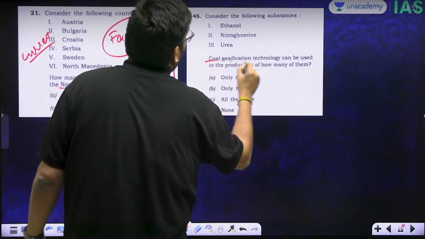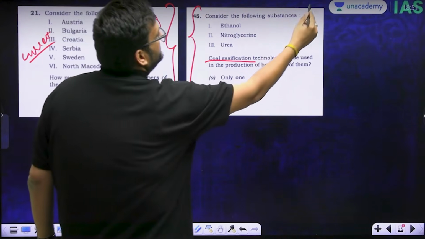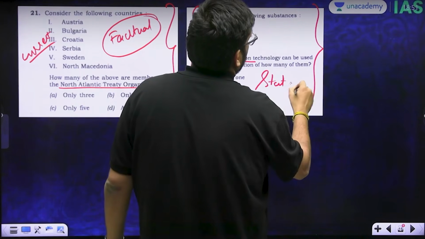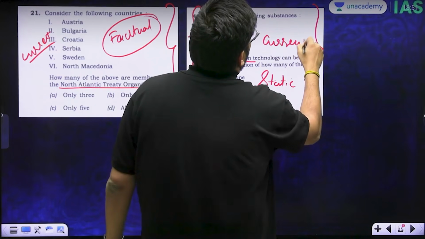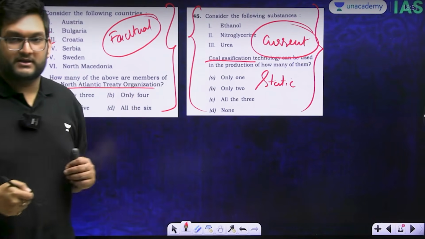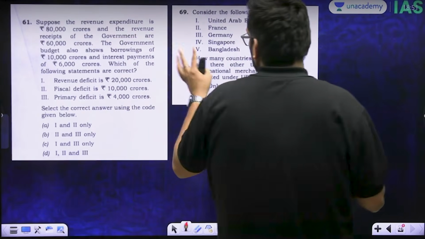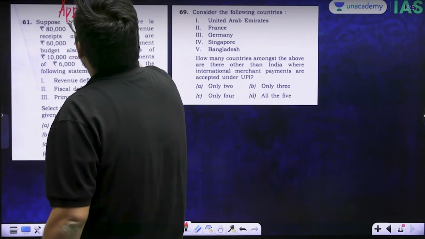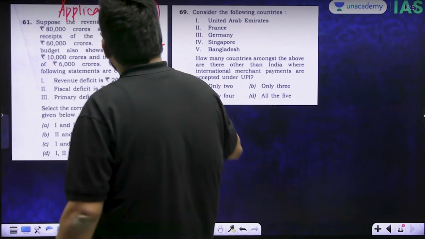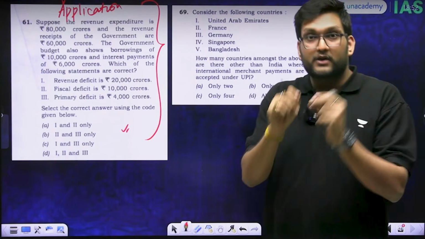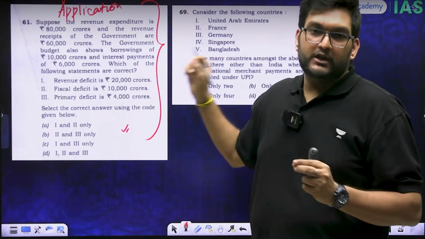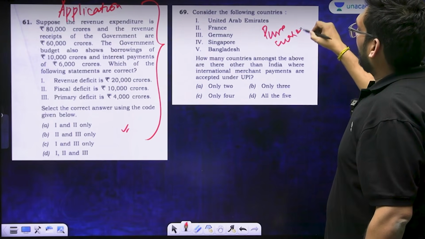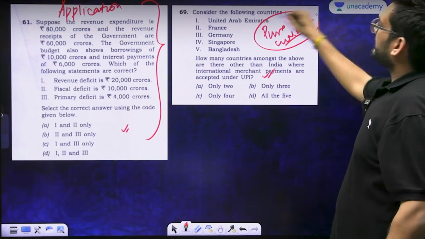Now look at this question. Coal gasification technology, consider the substance. Now you will say, why did they ask coal gasification? This is a static topic which has been asked because of current affairs. The current affairs aspect is that coal gasification was in the news. That is why this question has been asked. At the same point of time, you can have this type of question. This is called an application-based question. They are asking you to use your mind and apply the concept which you've learned in static economics. How can you use it? At the same point of time, this is a pure current affairs based question. How many countries have UPI? Pure current affairs based question.